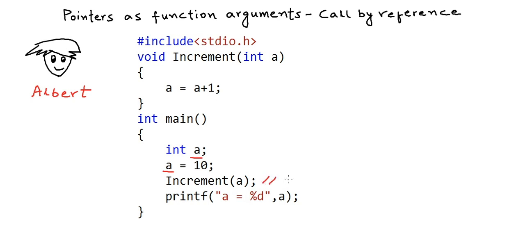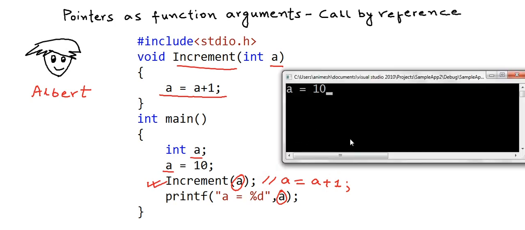So instead of writing something like a plus plus or a equal to a plus 1, instead of writing a statement like this, he writes a function increment that will take an integer a as argument, and inside this function he is writing a statement like a is equal to a plus 1. He calls this function increment from the main method, passing a as argument, and then he prints the value of a. Now what he is expecting here is that the value of a will be incremented to 11, and hence the print statement will print a equal 11. But when he runs the program, the output of the print statement is a equal 10.